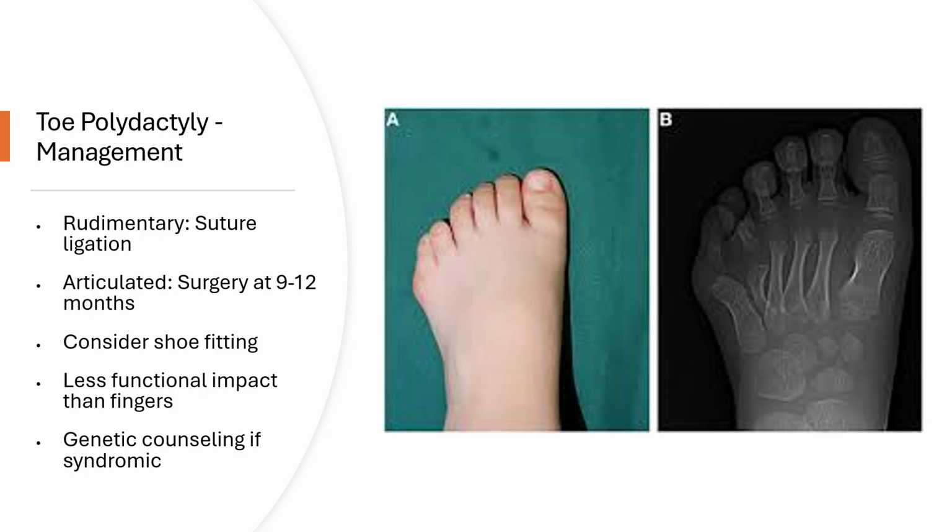Shoe fitting considerations become paramount in treatment planning because the primary functional issue involves accommodating the foot within standard footwear. This practical concern often drives treatment timing more than pure medical necessity. The reduced functional impact compared to finger polydactyly means that families and surgeons can approach the timing decision with less urgency while still achieving excellent outcomes. When syndromic associations are suspected based on the pattern of involvement or associated findings, genetic counseling becomes essential to help families understand recurrence risks and the need for comprehensive evaluation of other organ systems.